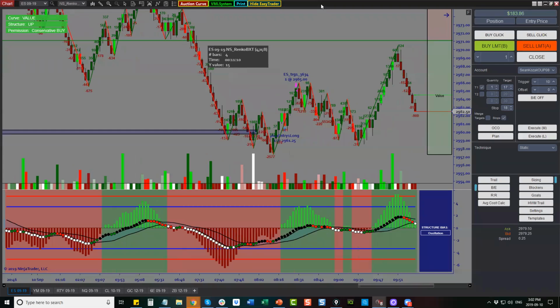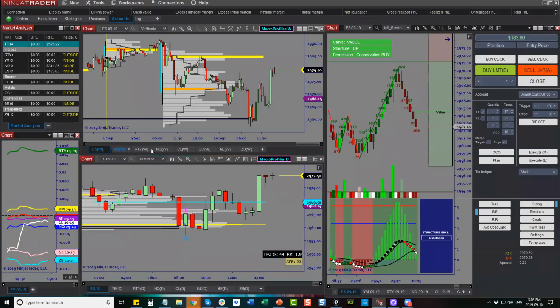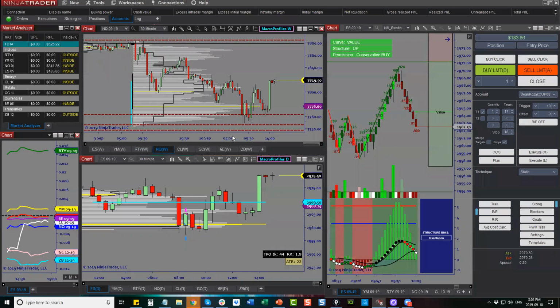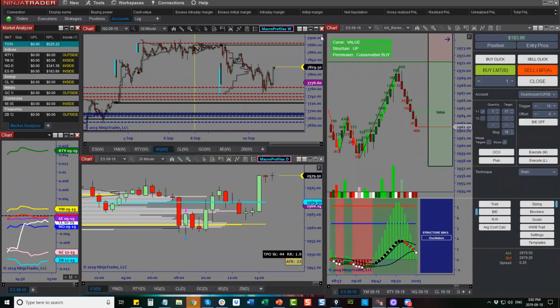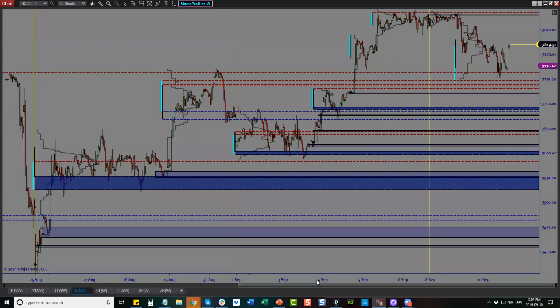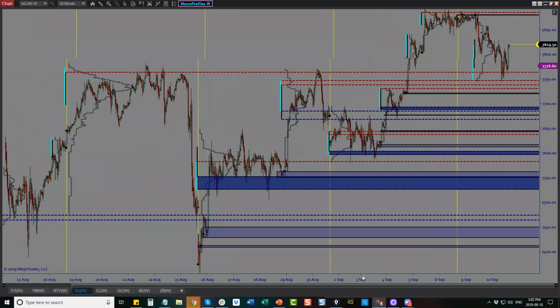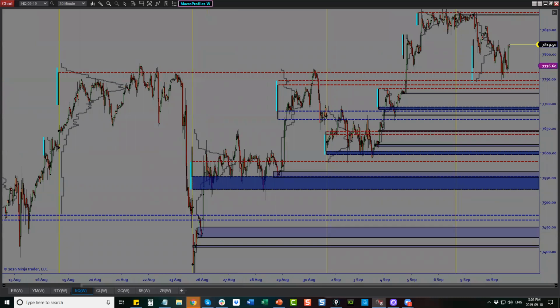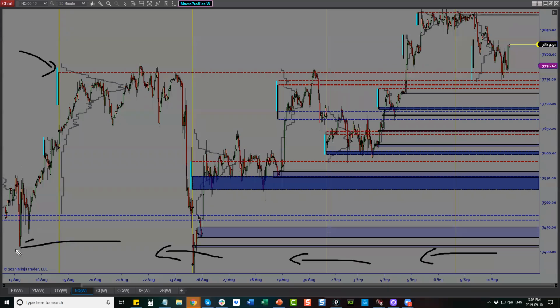Let's go to the NQ. The NQ is a different read. The NQ had several levels created from multi-time frame profiles on the weekly. So these levels were created from way back here, way back there. In fact, it was created from 3 profile levels. One from over here, which happened 5 days, 10 days, 15, August 16th.